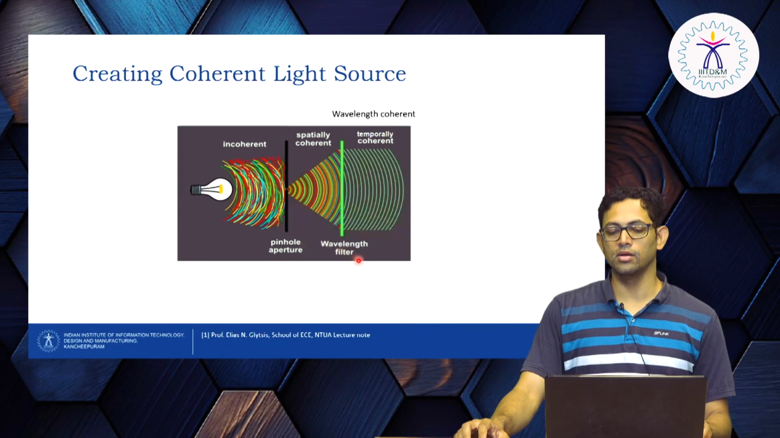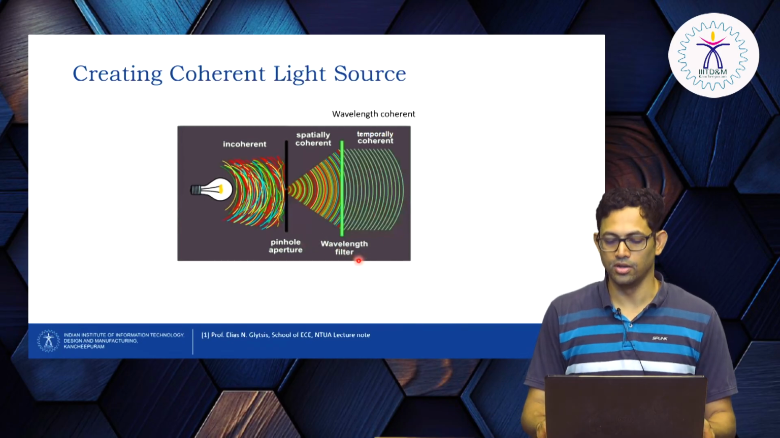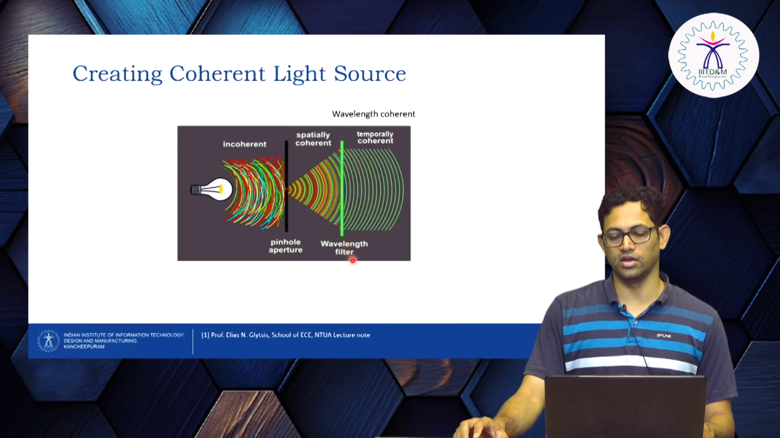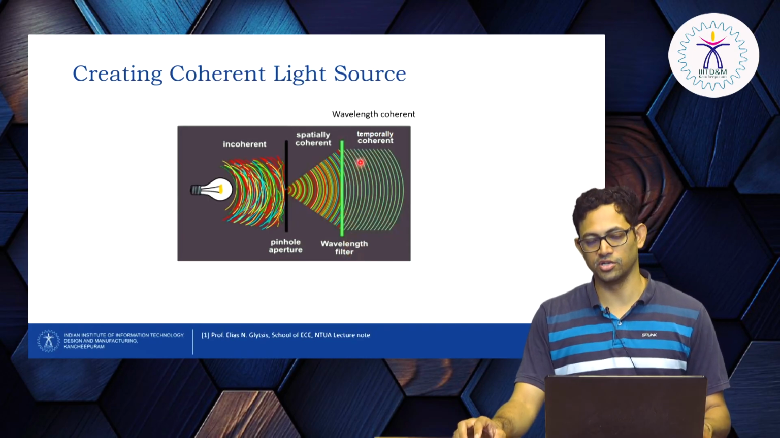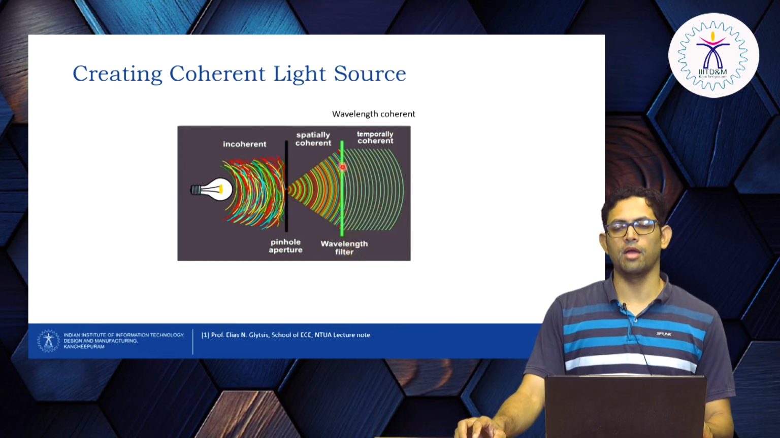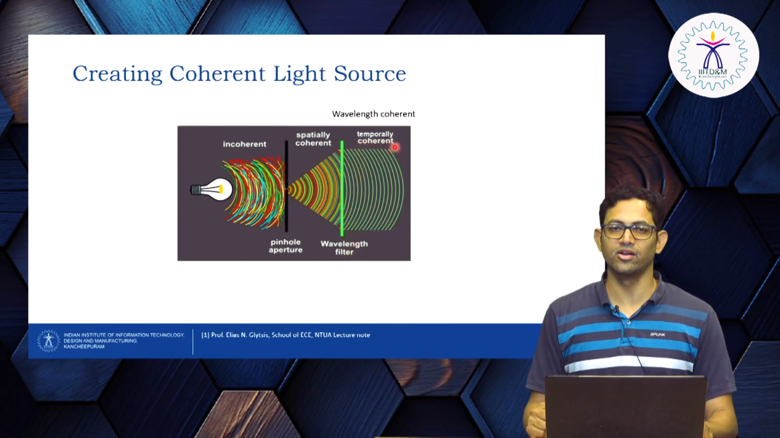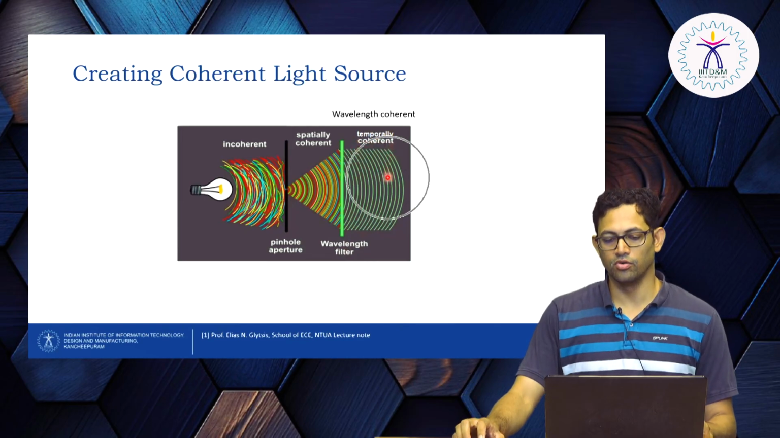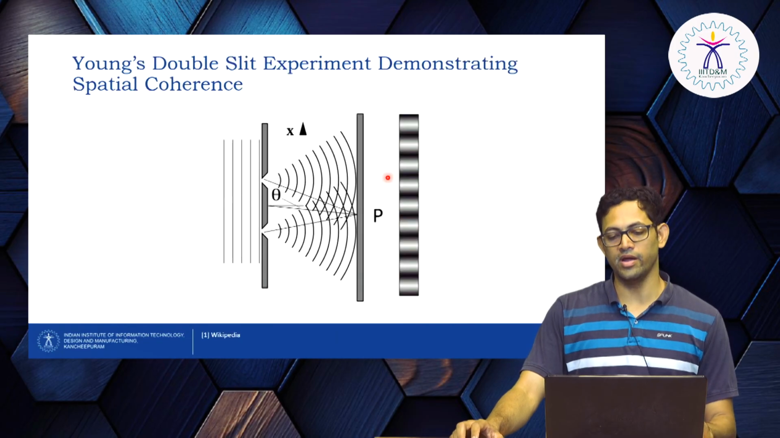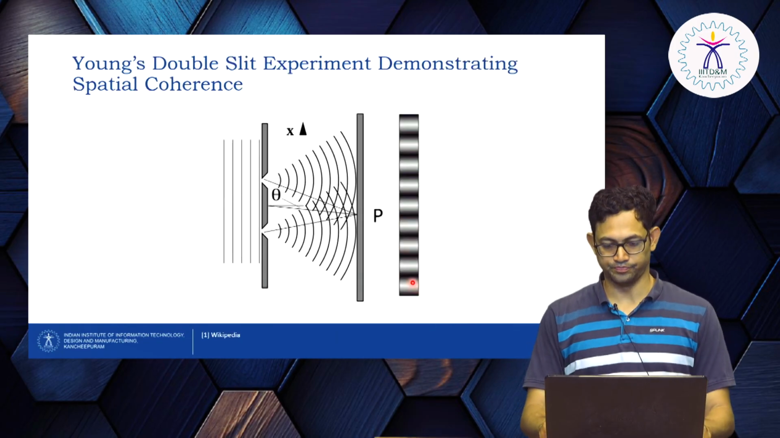Now we want to make a temporally coherent light source as well. So what we do is use a wavelength filter after making the light source spatially coherent. For example, I am allowing only a small band of green light to pass through, right? After which I can get a temporally coherent light source as well. So what we see over here is a spatially and temporally coherent light source.